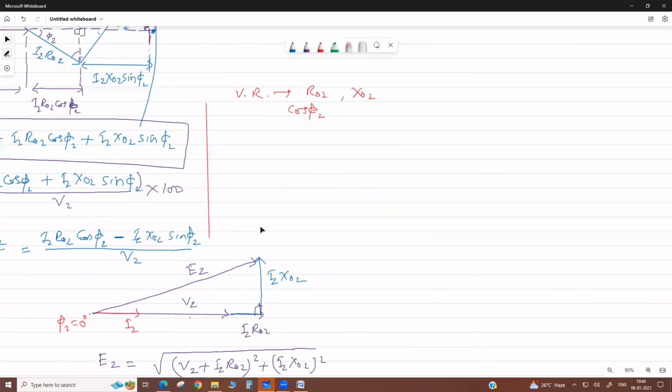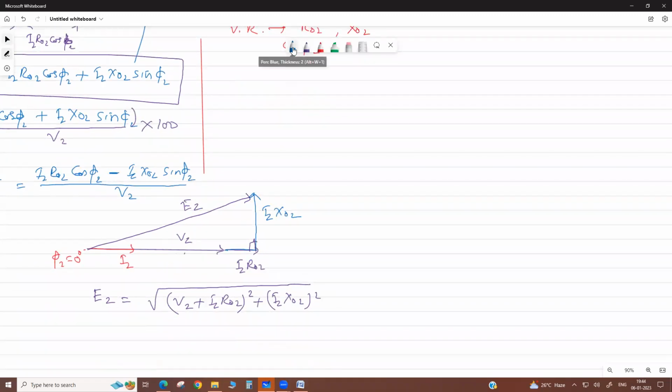Like here also, if you reduce the height of this, see, this is definitely great. E2 is greater than V2.